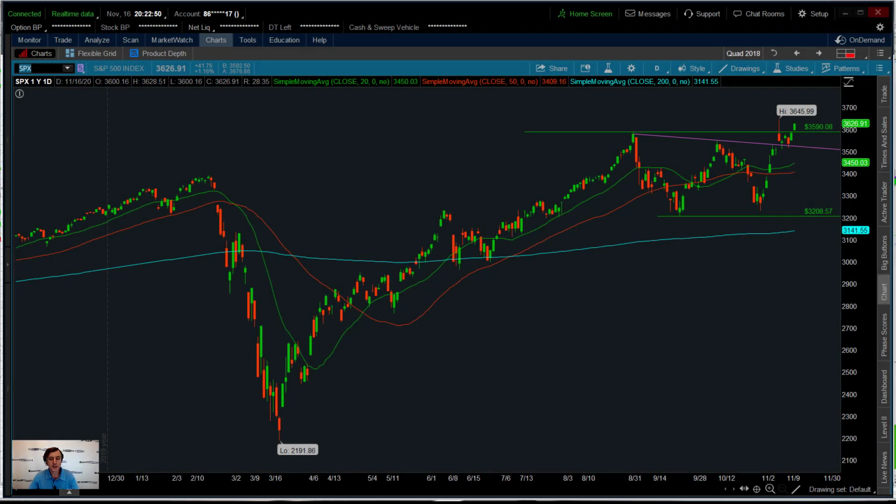All right, let's get into our second spread. This one is called the Broken Wing Butterfly. Also a phenomenal spread to have in your arsenal of trades and one that is extremely versatile.